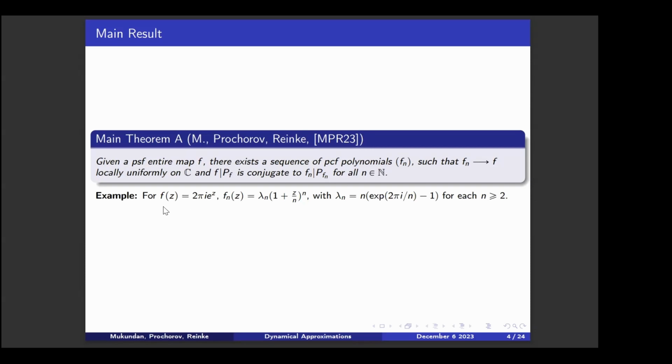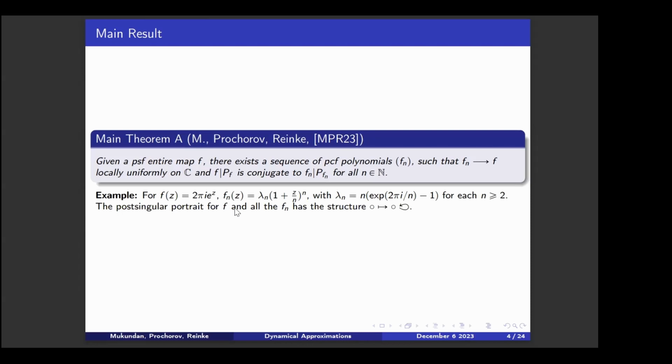Okay, but maybe let's look at this example first. So we have f of z equal to 2 pi i e to the z. This is the example we saw before. Now, if I take fn of z to be these polynomials, so these have the form some constant lambda n times (1 plus z over n) raised to n. So these are degree n polynomials, and you can check that they have a unique singular value, which is 0. And lambda n's have the value given here.